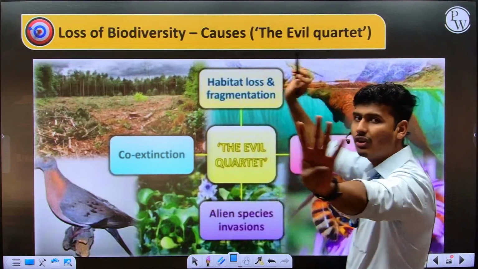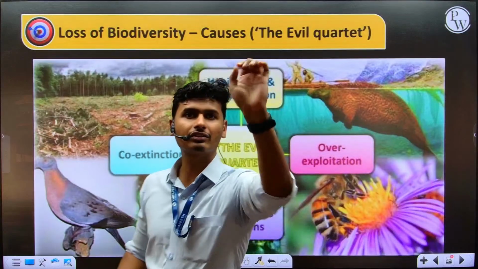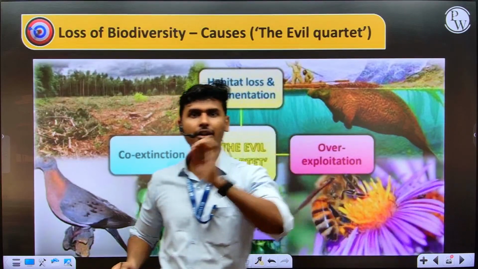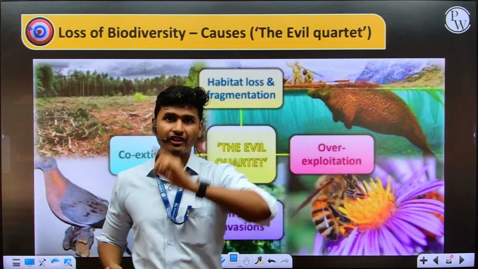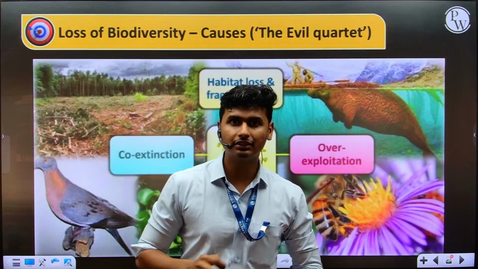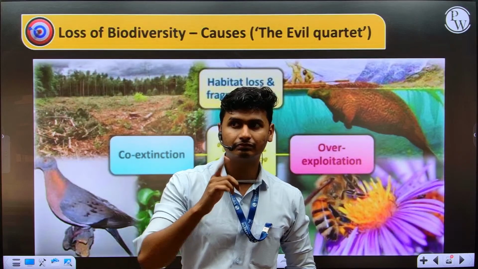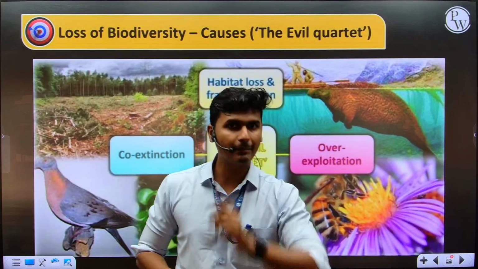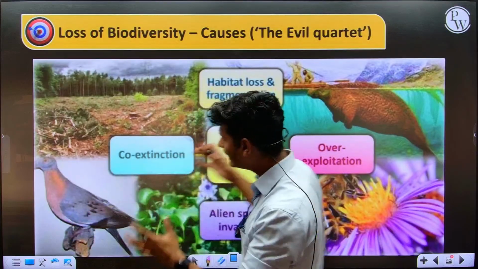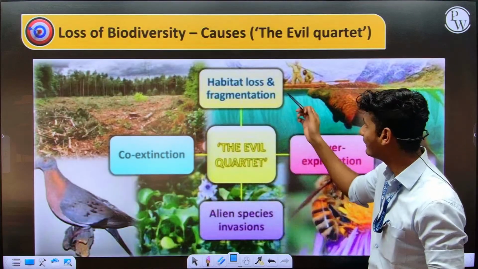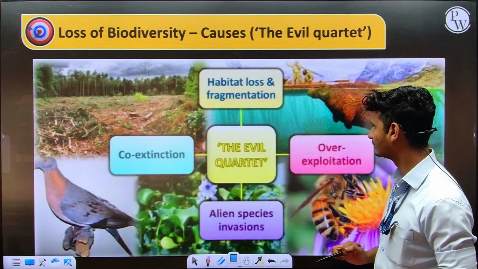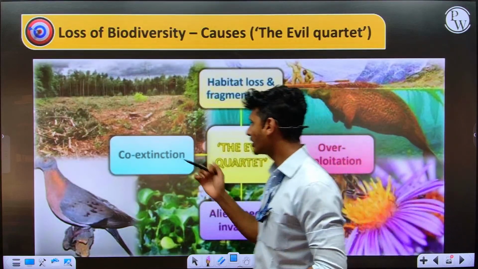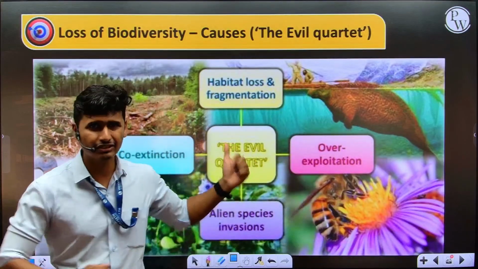Those are the four main reasons for loss of biodiversity. You heard in recent times about the deforestation in Hyderabad for the building of an IT park. If you heard about this example, you can easily relate to this topic, that is habitat loss and fragmentation. Second is over-exploitation, then alien species invasion and co-extinction. We are going to discuss this topic.